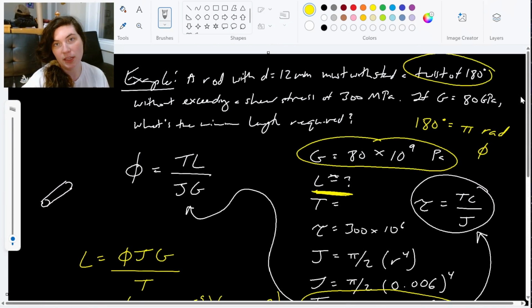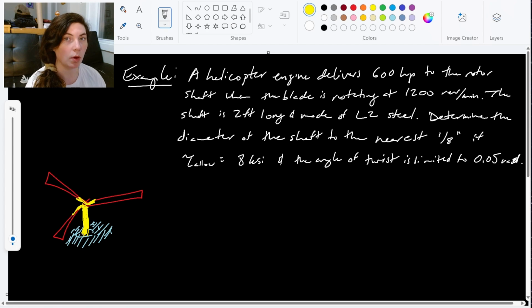So if we think about it, it is a lot like a displacement. This rod is able to rotate in space by 180 degrees given these conditions. And we can go and use our other equations, our torque equation, shear stress. These other equations can be used still in conjunction with our angle of twist equation to find what we're looking for. Here we've got one more example.